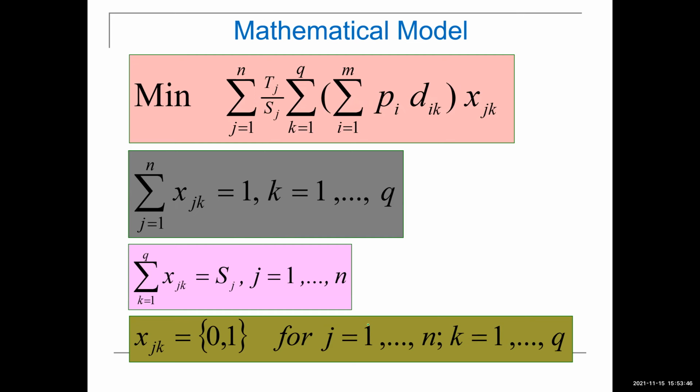And then we have two constraints. One that is making sure that we assign only one product to a location. And then the second constraint is making sure that we assign the total number of spaces needed per product to each product.